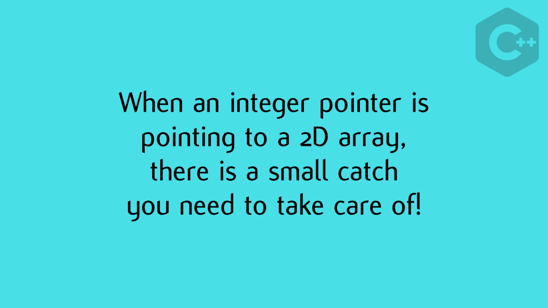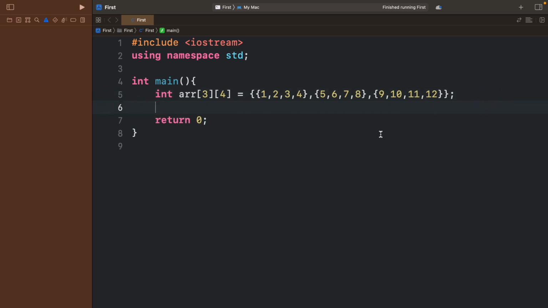When an integer pointer is pointing to a 2D array, there is a small catch you need to take care of. So this lecture is a small one, but an important one as well. Let me take a 2D array of 3 rows and 4 columns. Now let me take an integer pointer.